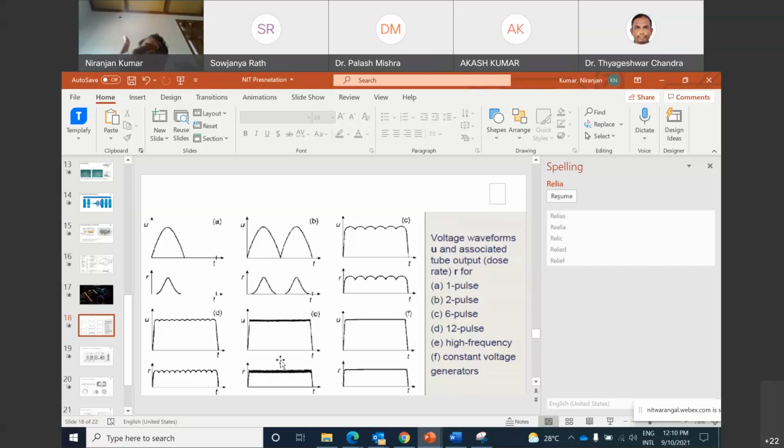And the shorter the time, the higher the power. So we give a lot of power, something like 150 kilowatt, which means more than 1000 mA, and then very, very short pulses.